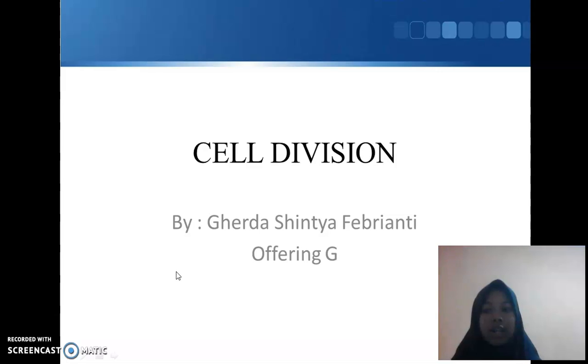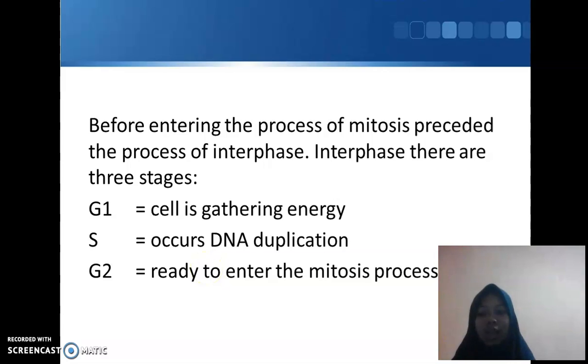On this occasion, I will explain about cell divisions. Cell divisions, there are two, namely mitosis and meiosis. Before entering the process of mitosis, it is preceded by the process of interphase. In this phase, there are three stages. The first stage, G1: at this stage, the cell is gathering energy. Second stage, S: DNA duplication occurs. Third stage, G2: ready to enter the mitosis process.